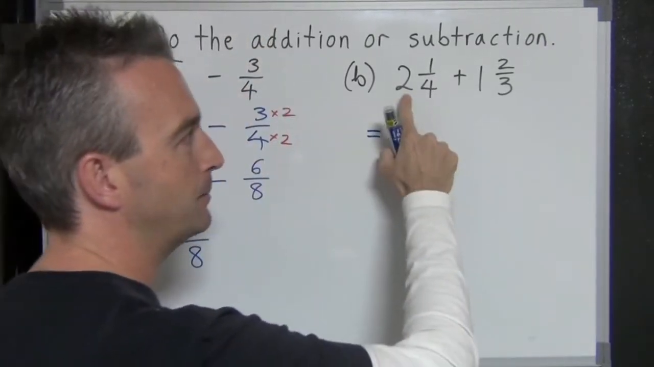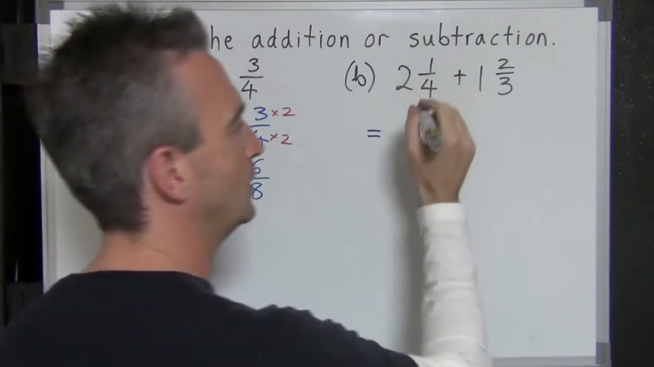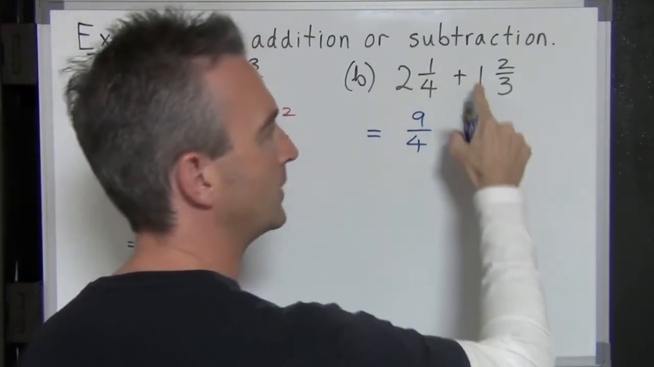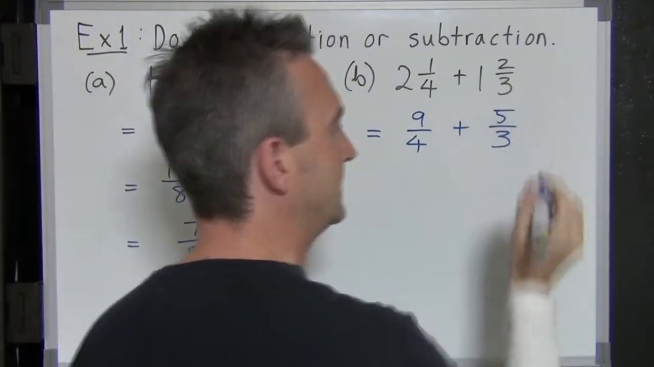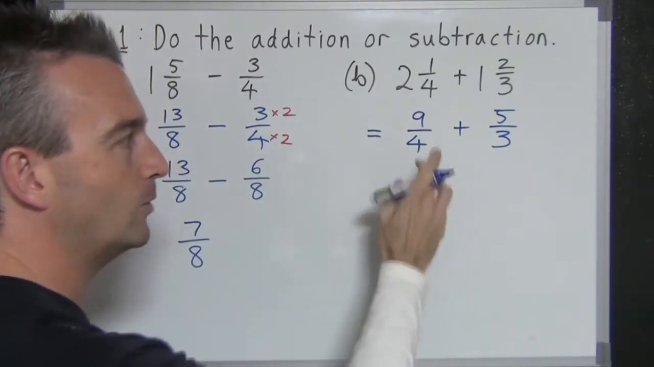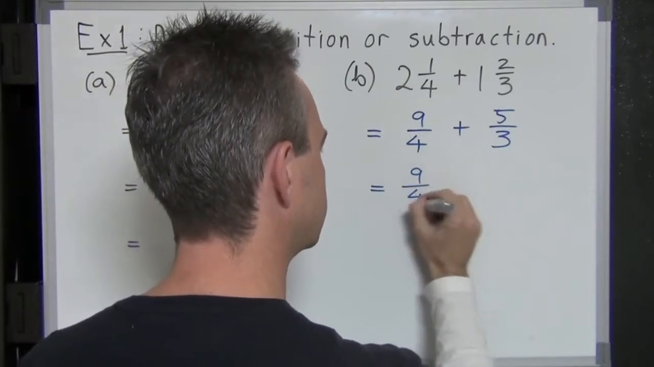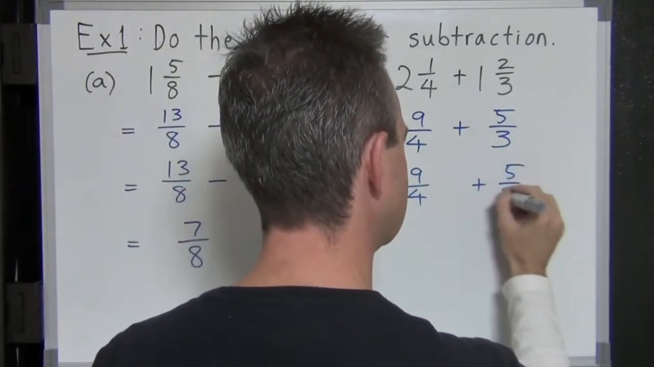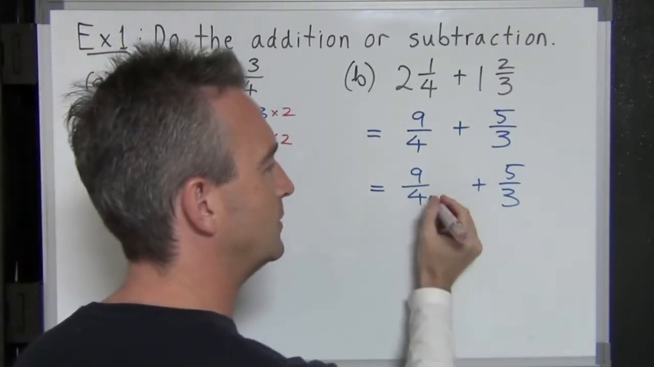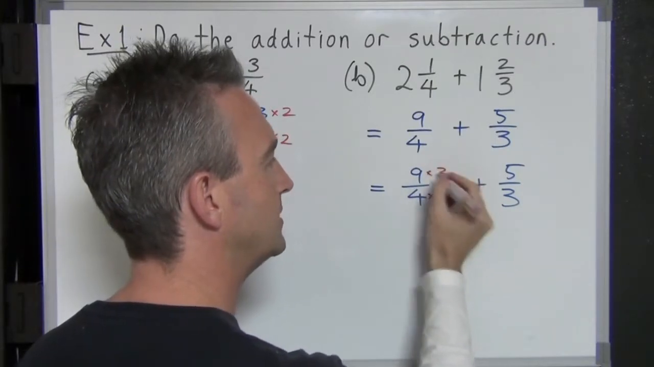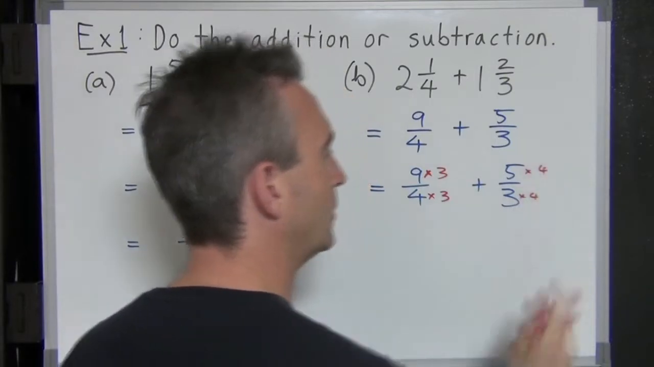We have two mixed numbers this time, so let's work these through. 2 times 4 is 8, plus 1 is 9. 9 over 4. 1 times 3 is 3, plus 2 is 5. 5 over 3. We need a common denominator this time for 4 and 3. We're going to use 12. Okay, so our lowest common denominator for 4 and 3 is going to be 12. How do I turn a 4 into a 12? Times 3 on the top and bottom. How do I turn a 3 into a 12? Times 4 on the top and the bottom.